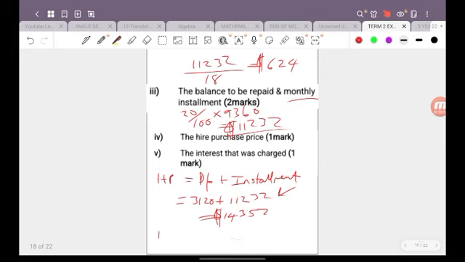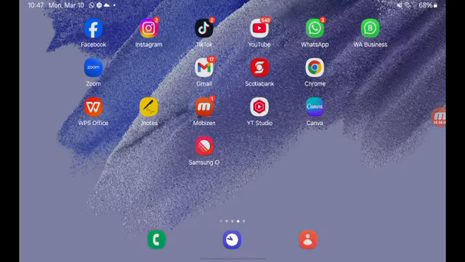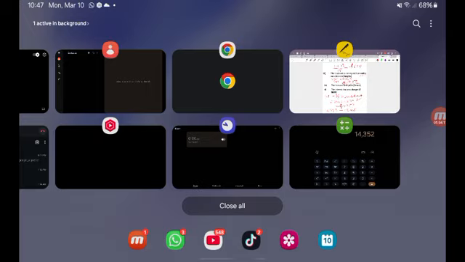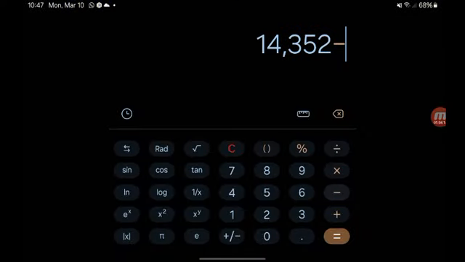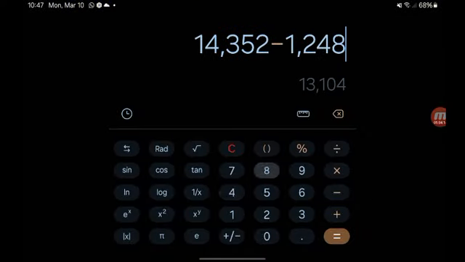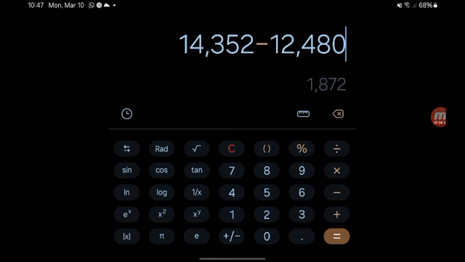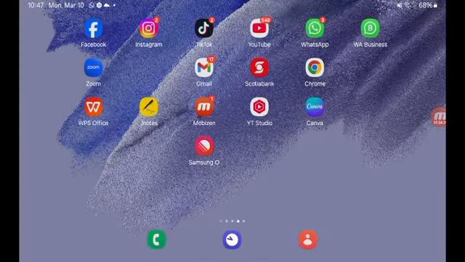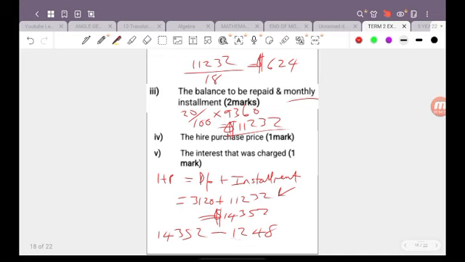well, the hire purchase price, which is 14,352 minus the original cash price, which is 12,480. So let's go back to the calculator here. 14,352, we're going to minus 12,480 from that, and so the interest that was charged was $1,872.